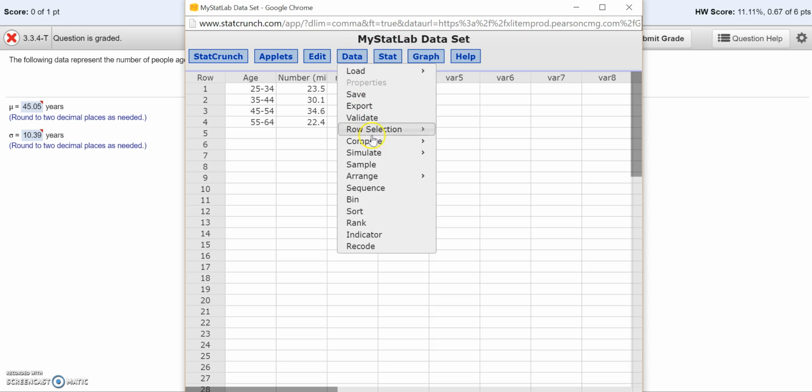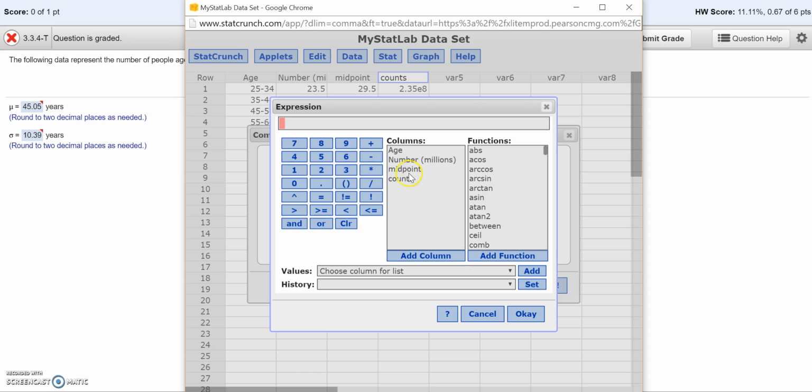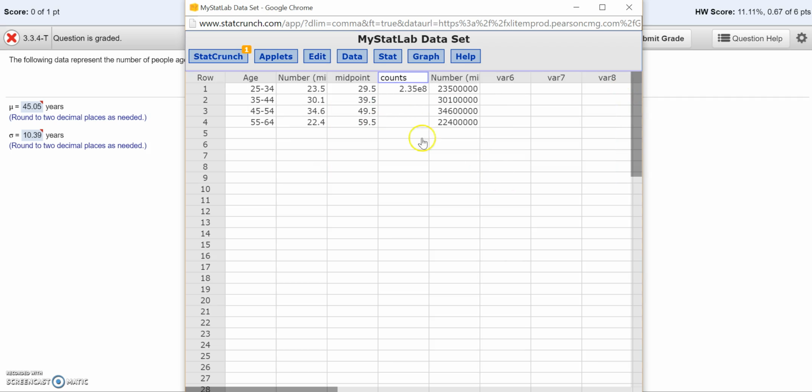another expression using data, compute expression, and then build that expression using your number in millions, click it in, and then times a million, which is 1, 2, 3, 4, 5, 6 zeros. Okay, and then okay, and then compute. So you notice actually it gives you another new column, which is not in millions anymore. Okay, so this is the counts I did, but you can do it by yourself.